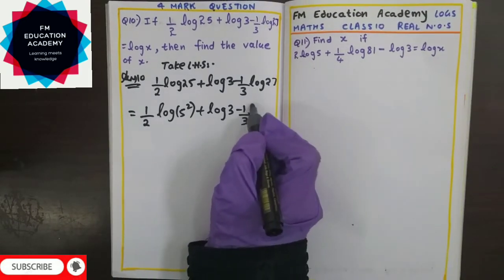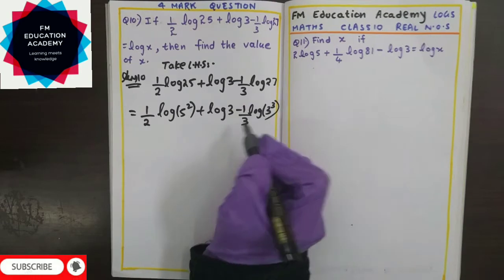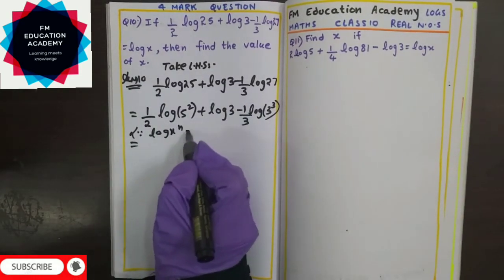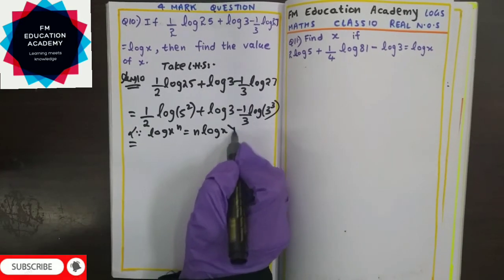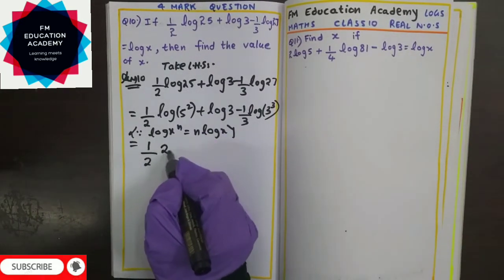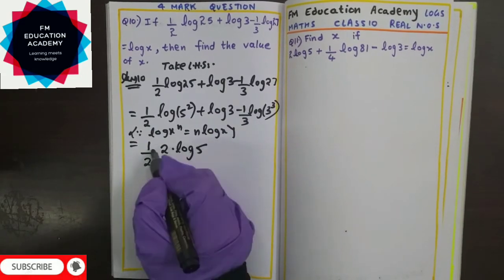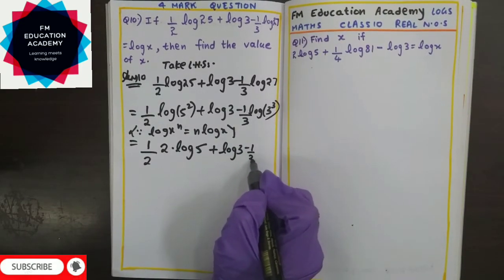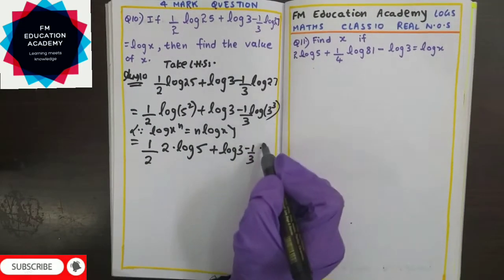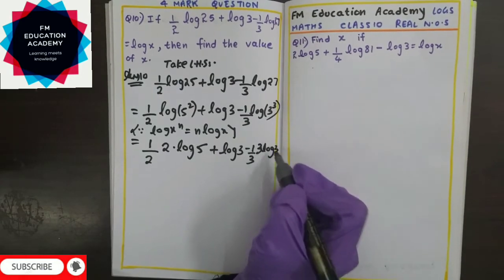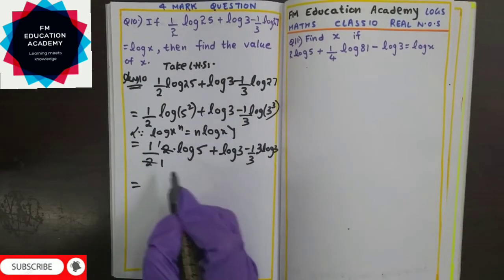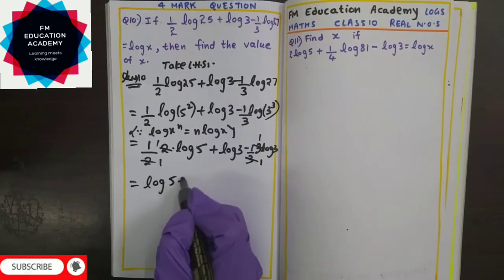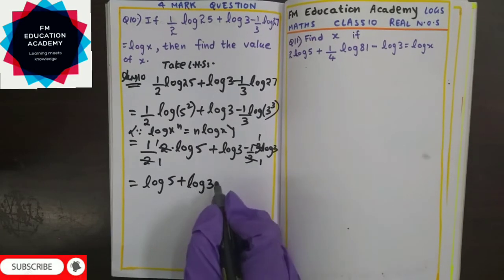Again I can expand 27 as 3 cube. So now this is in the form of log x power n. We know log x power n is n log x. So 1 by 2 into this 2 will come here into log 5 plus log 3 minus 1 by 3 into, again this is the form of log x power n. Log x power n is n log x. So 2 1s are 2, here will get cancelled, and here also 3 1s are 3. So here I am left with log 5 plus log 3 minus log 3.